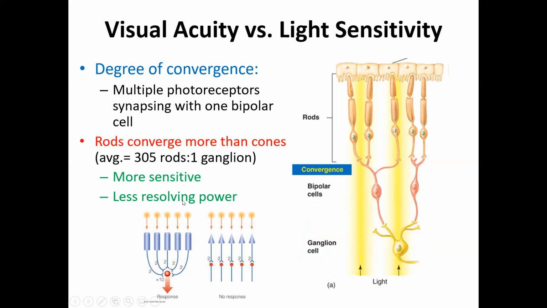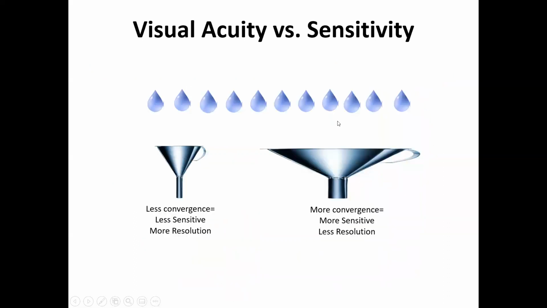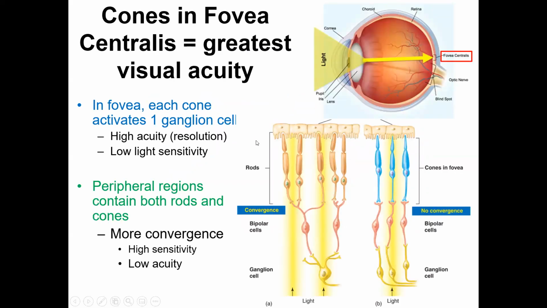However, when you create sensitivity using convergence, what you're losing is separate points of light. You're losing the resolution power. The more convergence you have, the more sensitive you are, but you have less resolution. And the less convergence you have, the less sensitive you are, but you have more resolution. And this is why in the dark, you're able to see with your rods, but you don't see very well. It's not very sharp. So let's compare that. For rods, we're very sensitive because we have multiple rods coming together to activate bipolar cells, and that activates a ganglion cell.